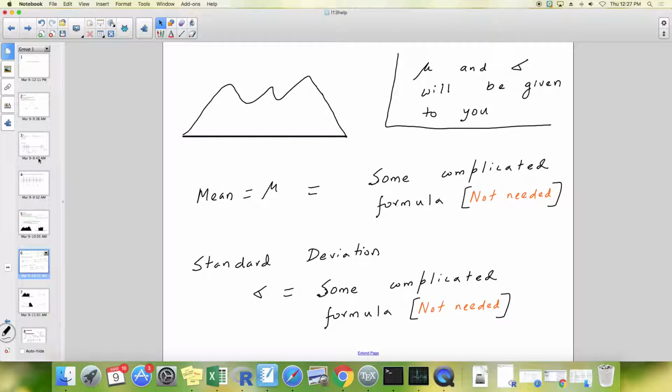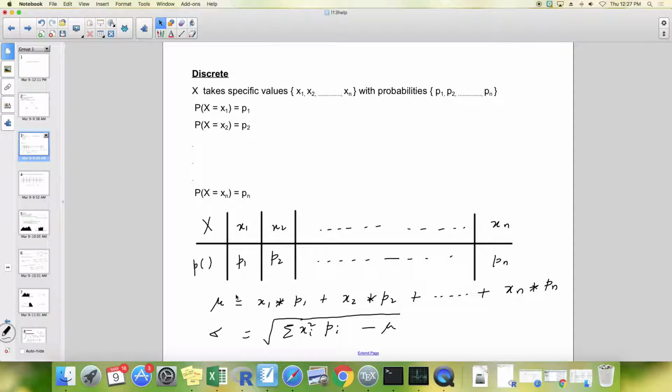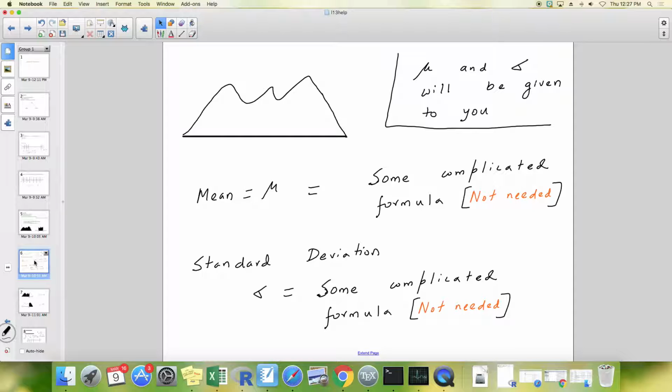Now remember, for discrete, we did mu equals this formula, sigma equals this formula. But for continuous, there is also mean mu and sigma. But what's mu and what's sigma? The thing is, it's not needed. See, mu is some complicated formula and sigma is some other complicated formula. What are those formulas? We don't need it. So mu and sigma will be given to you for the exam and for your homework.